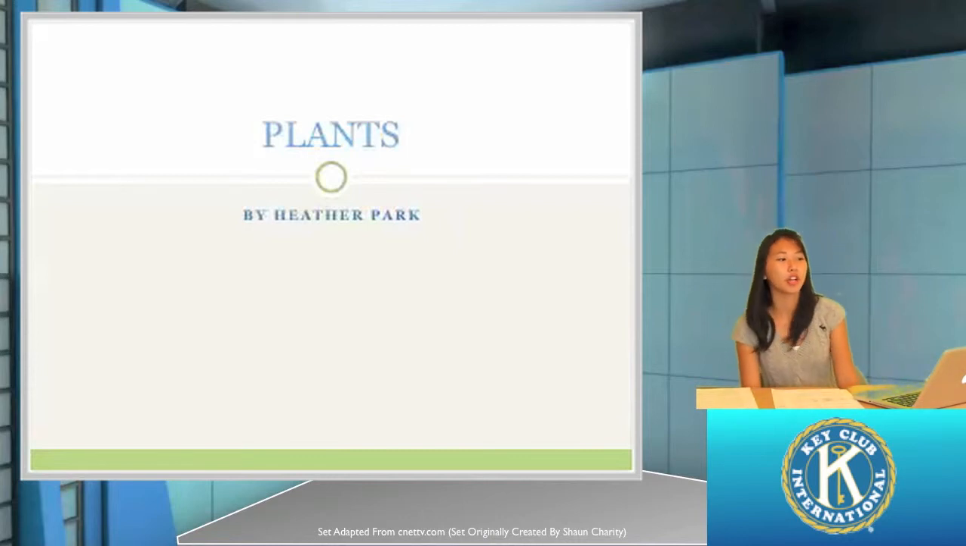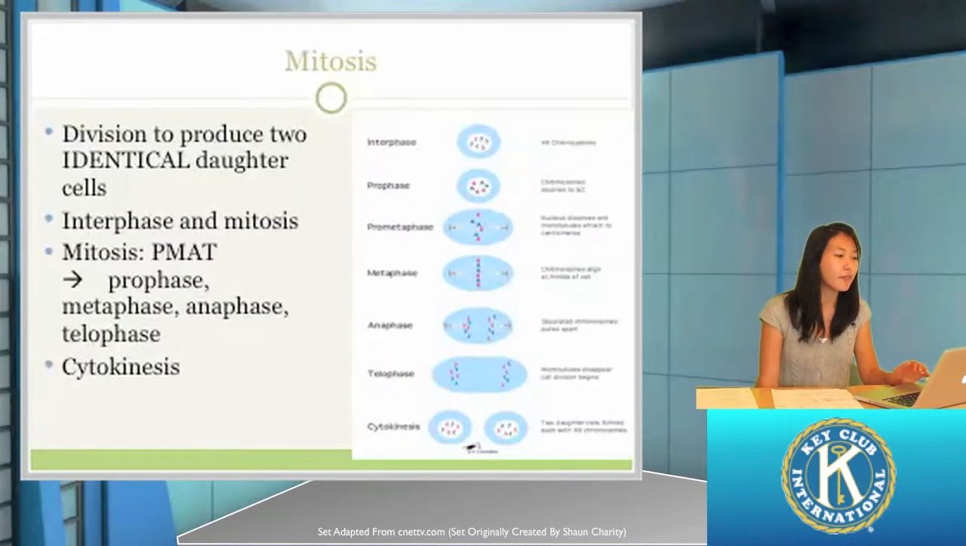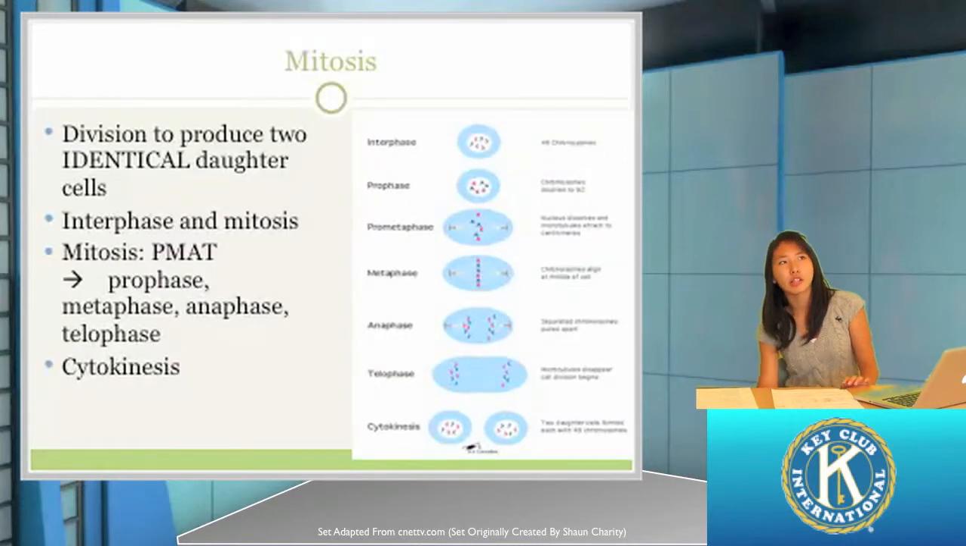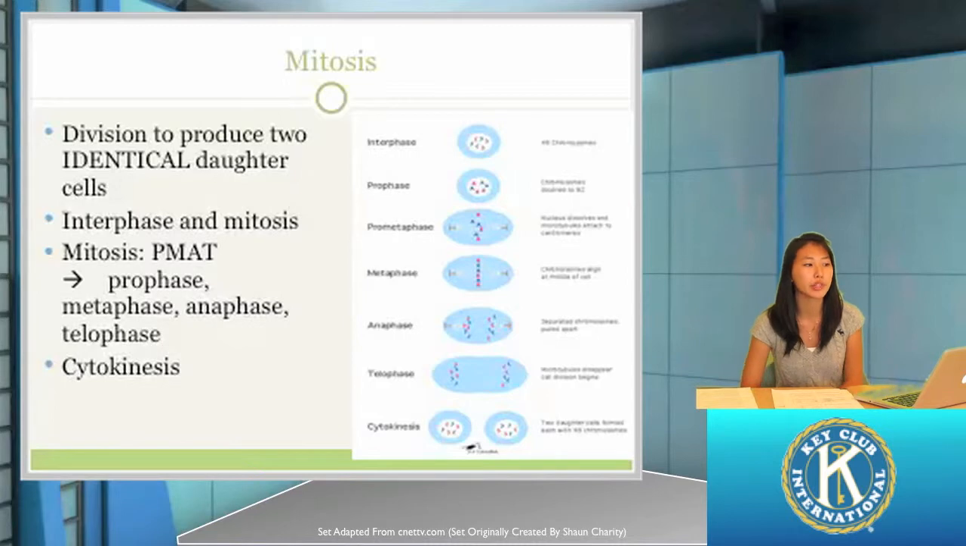Today I will be talking to you about plants and their reproduction. First, before we go on into any plant business, I thought that it's important to understand mitosis and meiosis. So basically, mitosis is the division to produce two identical daughter cells.